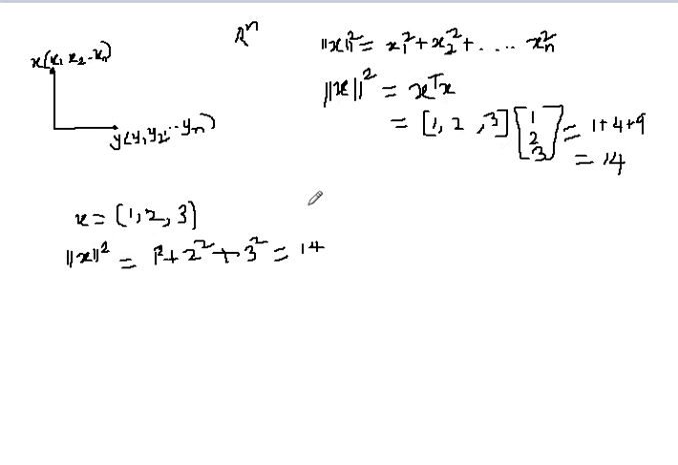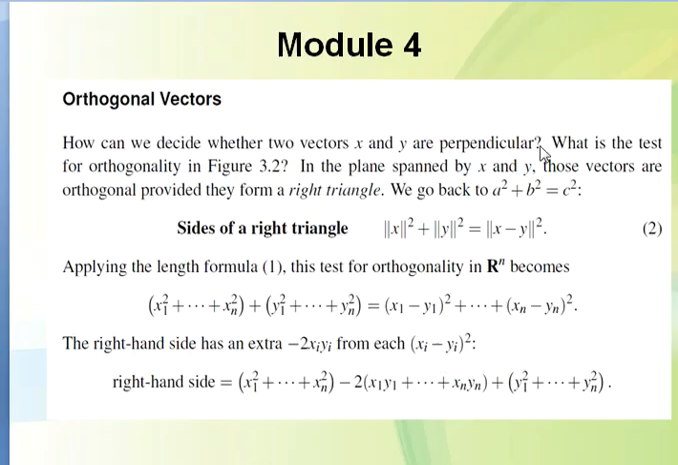Now let's look at the orthogonal condition. For orthogonal vectors, as we saw in the last video, the magnitude of x squared plus y squared is equal to x minus y the whole squared. The meaning is a square plus b square is equal to c square. It is true in any dimensional coordinate system, or in n-dimensional space also. So x squared plus y squared is equal to x minus y the whole squared. What is this? Let's see.